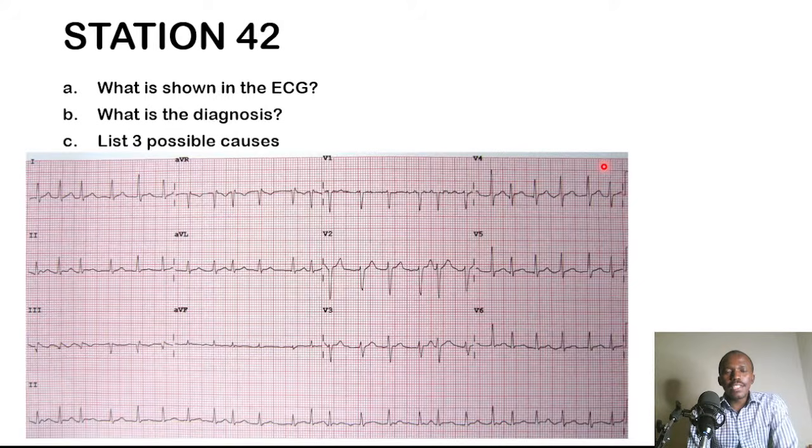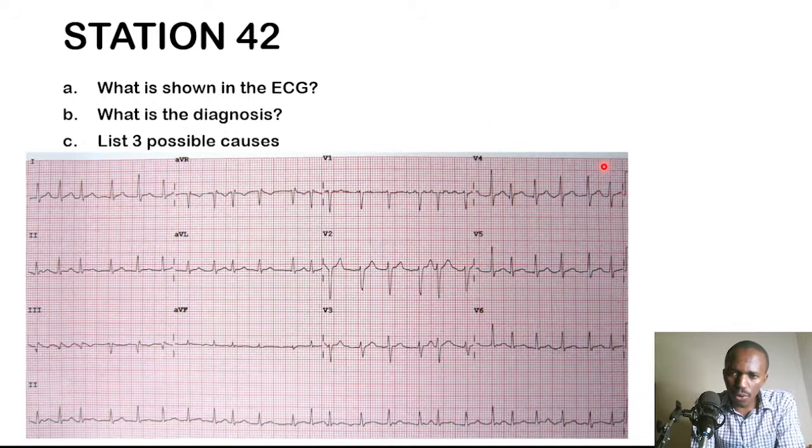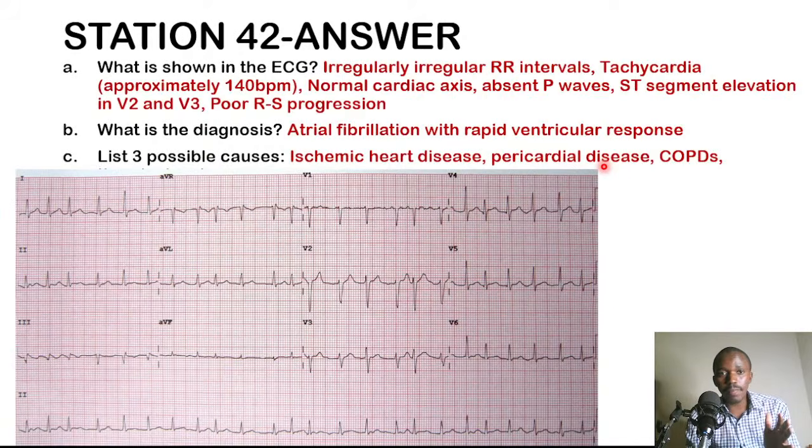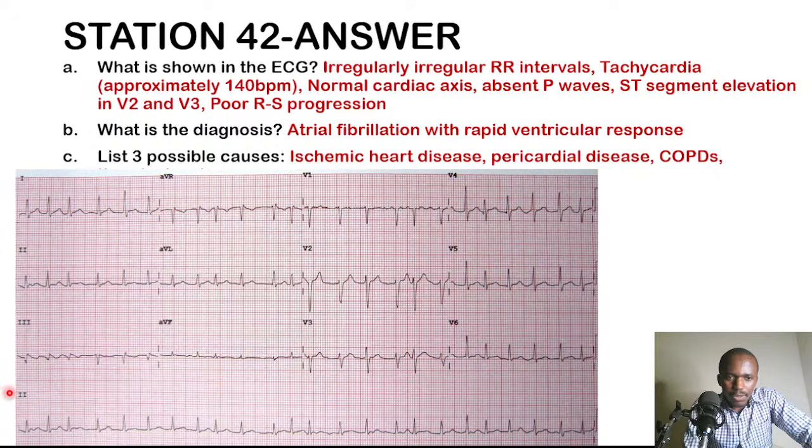Here's another one for the ECG station. So what is shown in the ECG? What is the diagnosis? List 3 possible causes of this ECG. So I'll just go through the answers. I won't spend much time because I've given you the basics of how to read an ECG and how to go through an ECG. So this person here has an irregular rhythm.